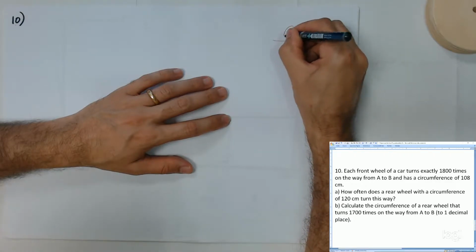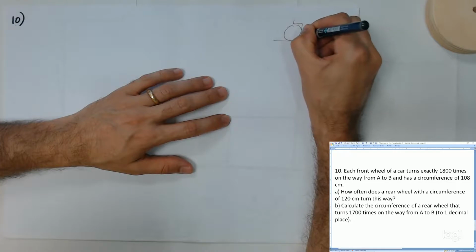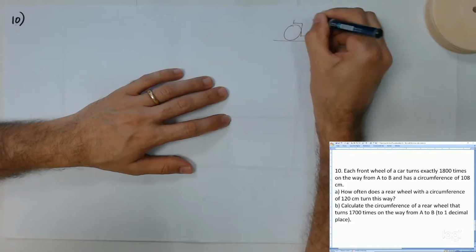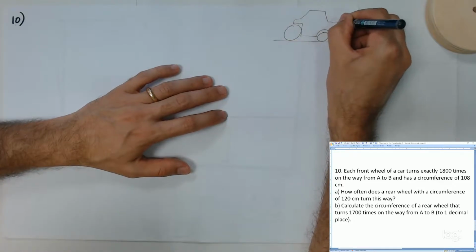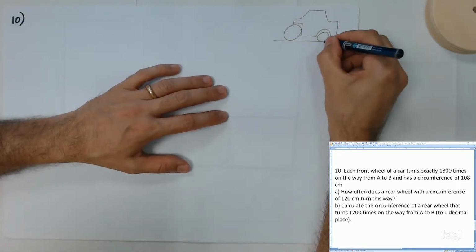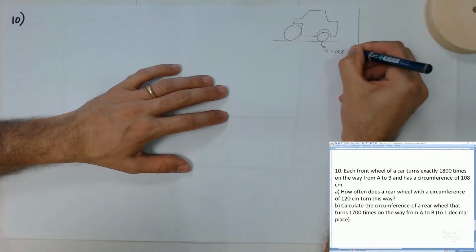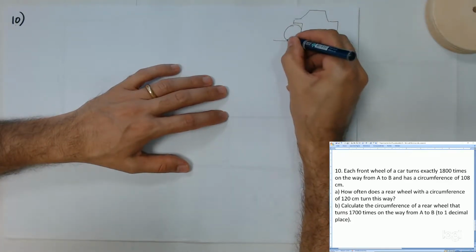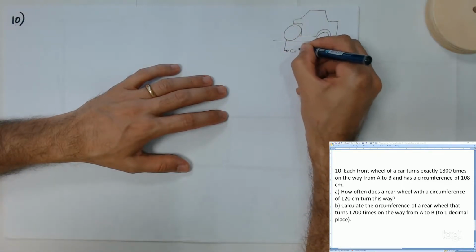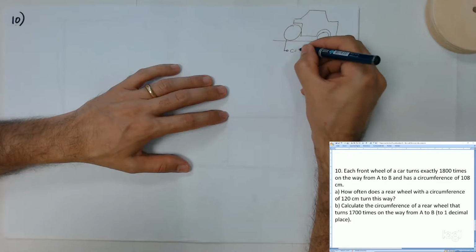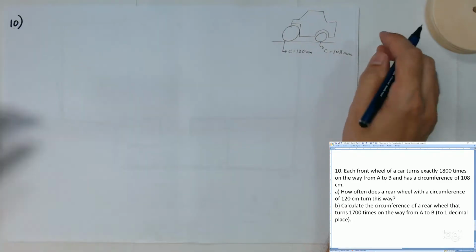It has two different types of wheels. The front wheel measures 180 centimeters, and the rear wheel measures the length, right? The circumference is 120 centimeters, and this makes a difference.